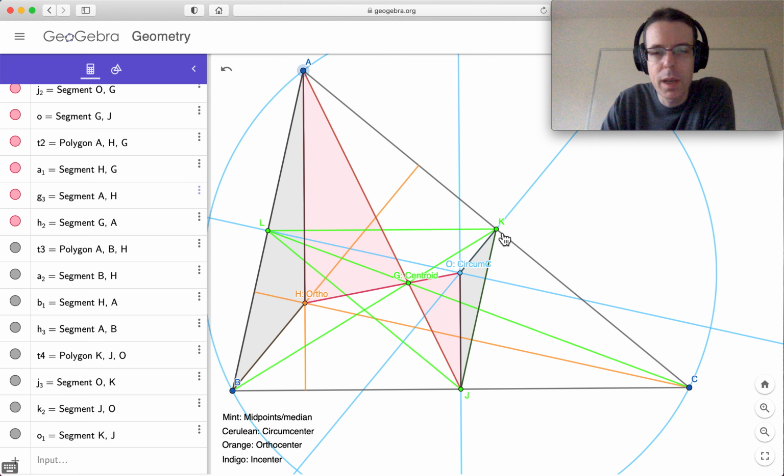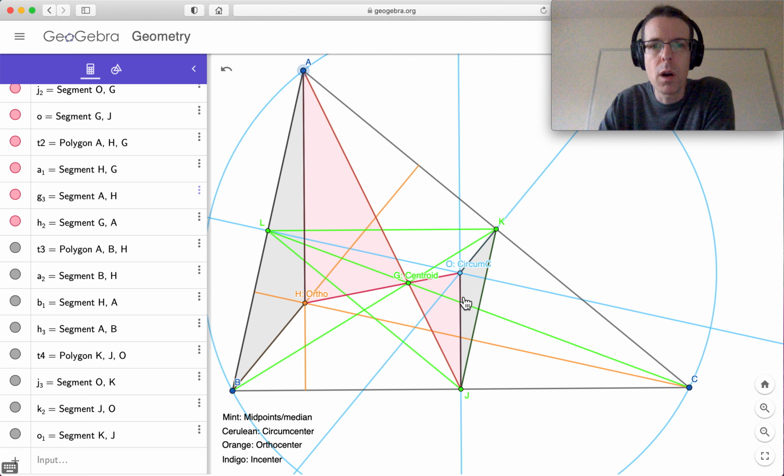This is actually an easy one, relatively speaking. JK is already known to be parallel to AB. We proved that when we analyzed the medial triangle, and noticed that JKL is the medial triangle here. We proved that the segments of the medial triangle are parallel to the segments of the original triangle. So JK is parallel to AB.